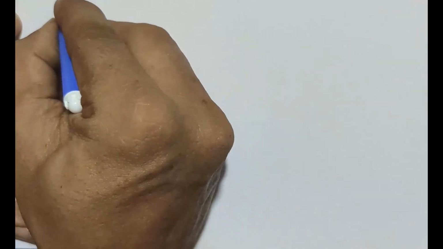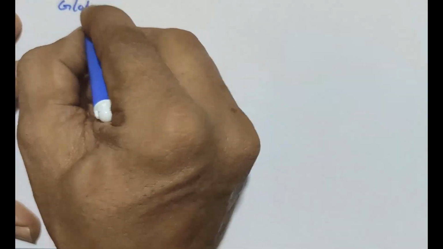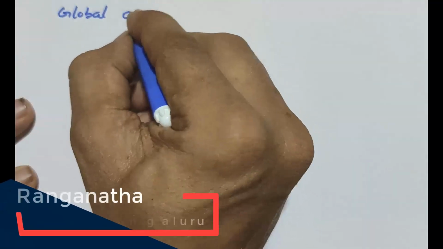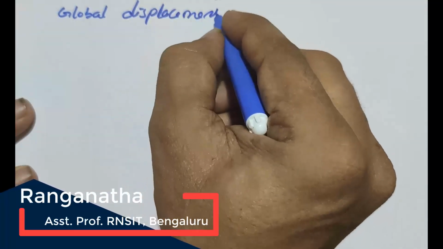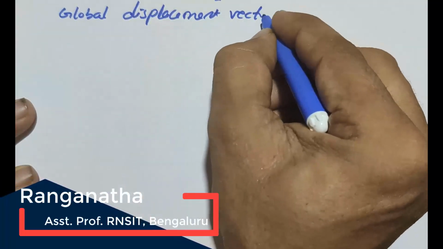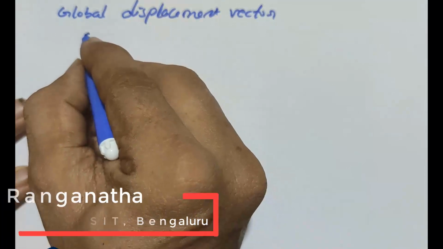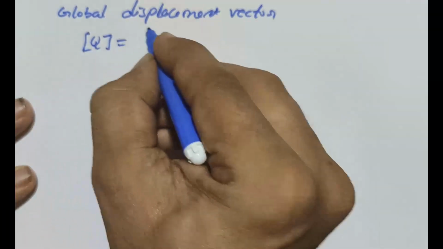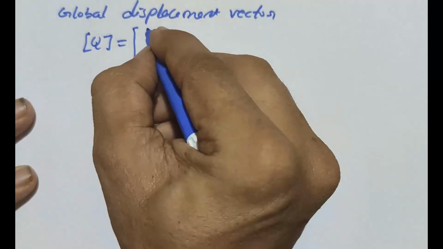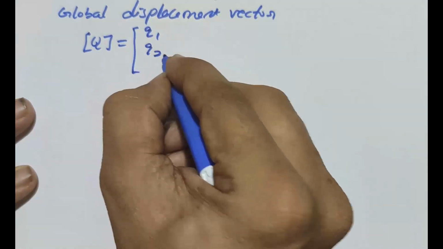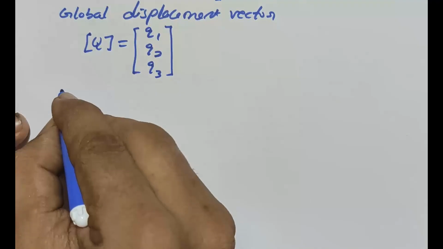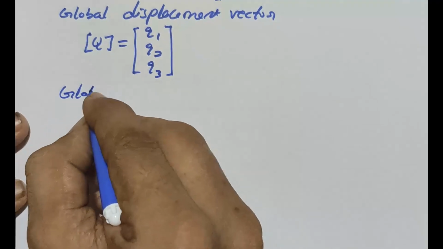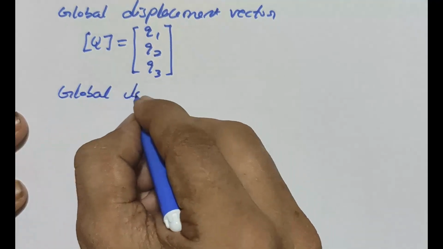Next is global displacement vector, that is Q is equal to Q1, Q2, Q3. Next, global load vector.